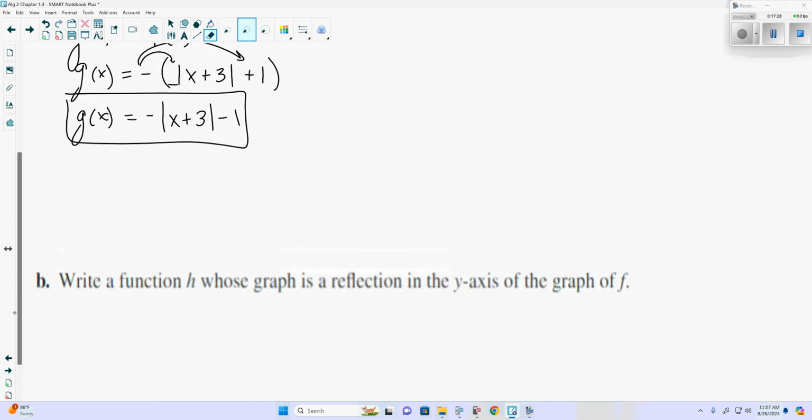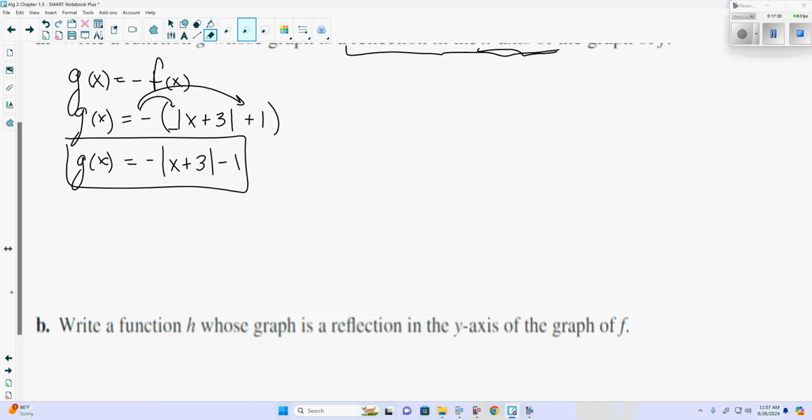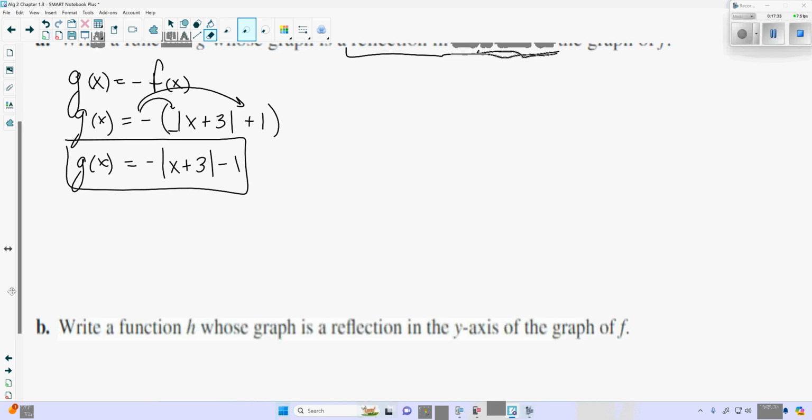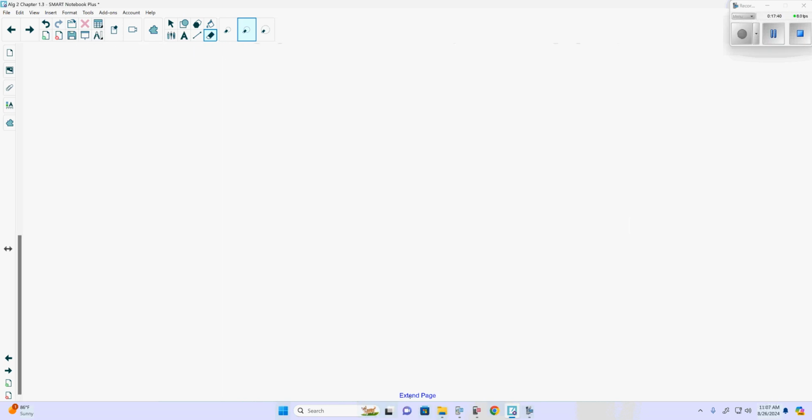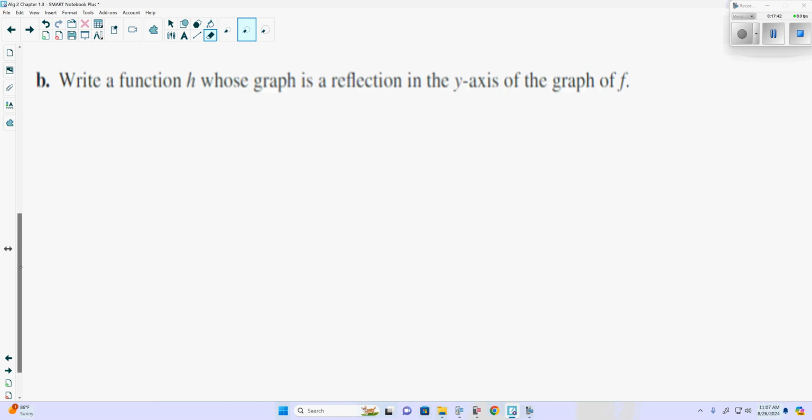Any other questions on this here before we look at across the y? We good with this here? All right. So, write a function h of x whose graph is a reflection across the y-axis of the graph of f. So I rewrote it again just so I can have it here. I'm not scrolling up and down.